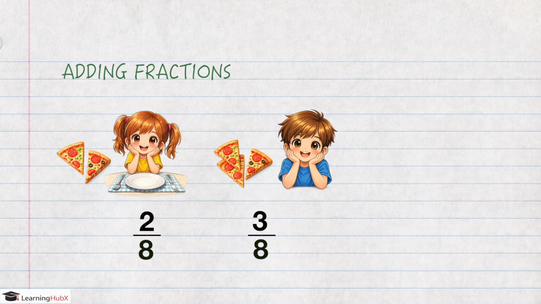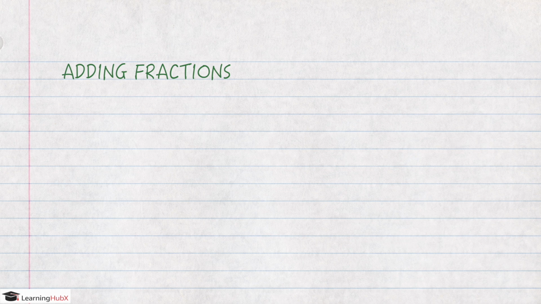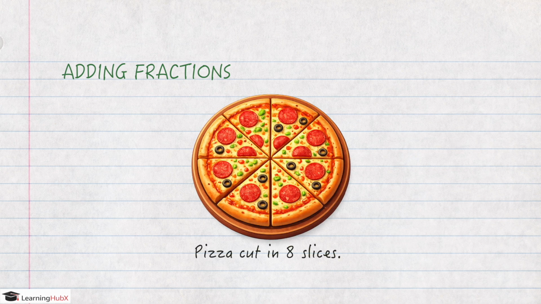To calculate how many pieces I gave them all together, we add the numerators. The denominator stays the same. 2 plus 3 equals 5. So altogether, I gave them 5 out of 8 pieces. In fraction form, that is 5 over 8. So far, we have only added fractions with the same denominator. But what if the denominators are different?